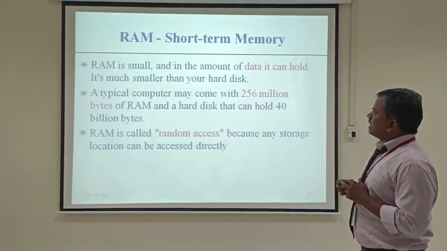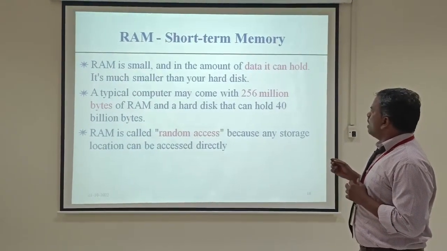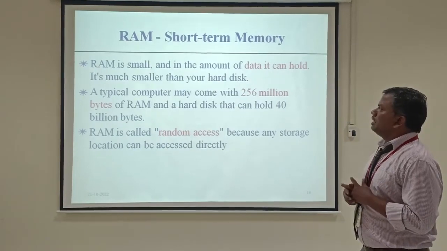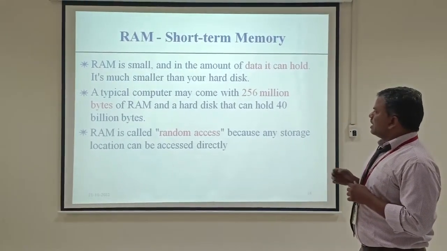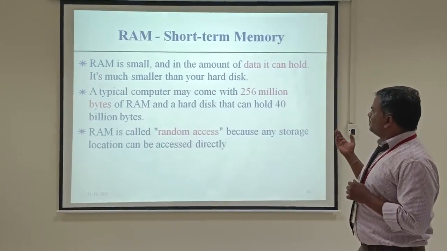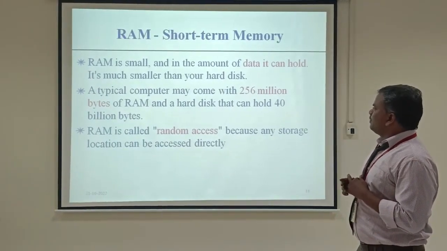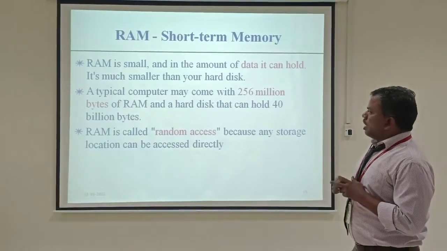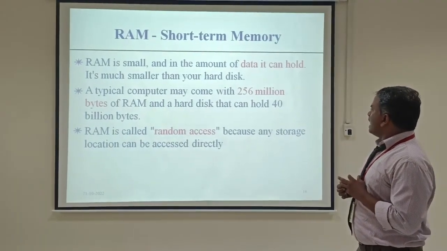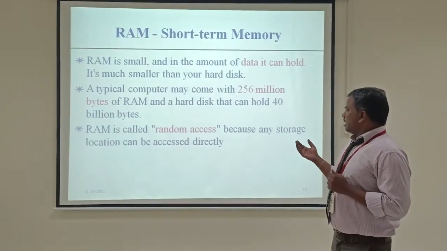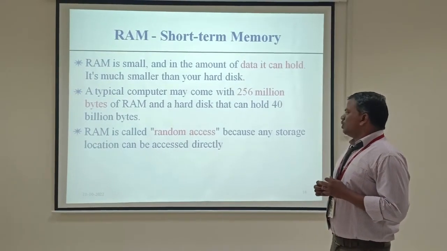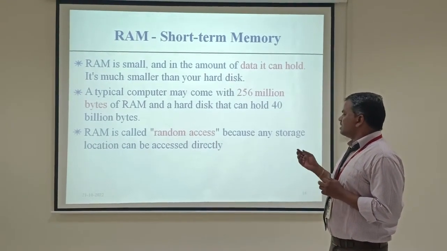RAM, short-term memory. RAM is small and the amount of data it can hold is much smaller than your hard disk. A typical computer may come with 256 million bytes of RAM and a hard disk that can hold 40 billion bytes. RAM is called random access because any storage location can be accessed directly.